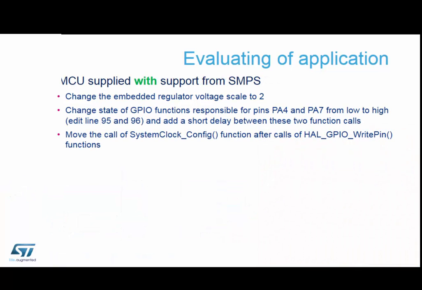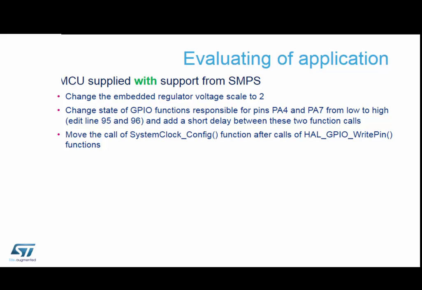And now it's time to come back to main C file. Let's modify the user code in the way that we will enable the SMPS. So here are the steps which we need to follow. We need to change the voltage regulator scale from default 1 to 2. Okay, this is the precondition for the SMPS. Then we need to modify our function calls for the GPIOs because now they are on the low state. We want to make them high. And I would advise you to put also a small delay between two function calls of the GPIOs, just to make sure that the voltage on the DC-DC is stable, and then we close the switch.